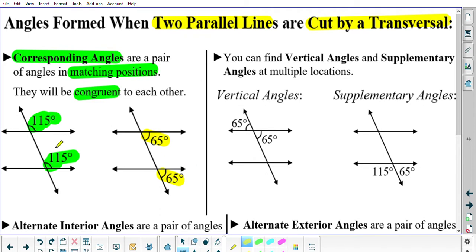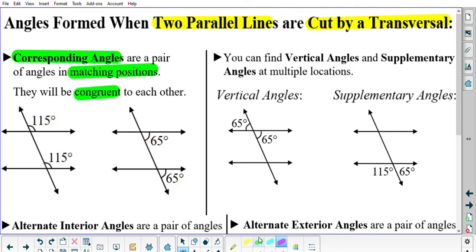Now, I only gave you 2 examples here. I could have also talked about the angle up here in the top left-hand corner and how it matches the angle in this position. So they're corresponding angles. I could have talked about the bottom left-hand corner and how it matches with the angle in the same position up here. So 4 different pairs of corresponding angles from this diagram. All right, let me get rid of all my highlighting here because this is getting rather messy.